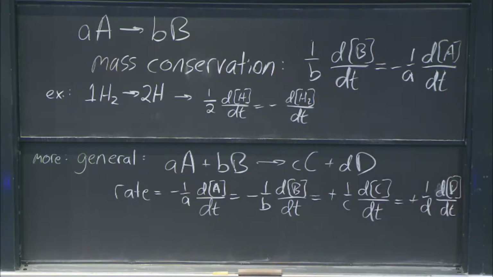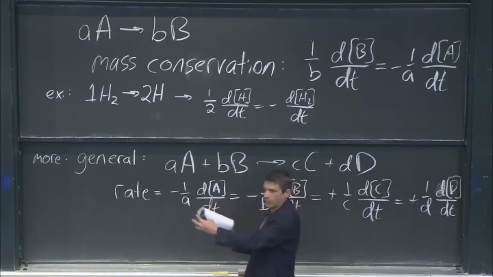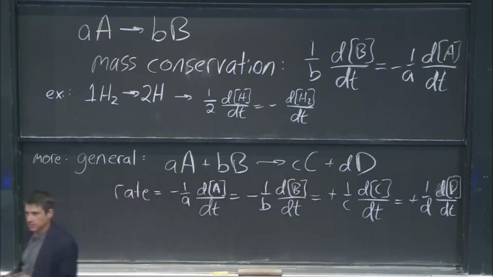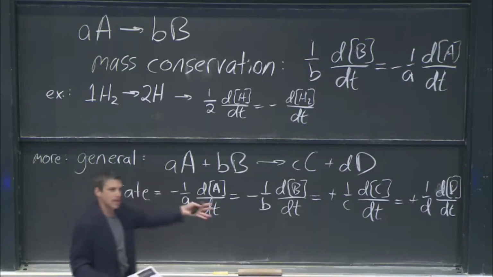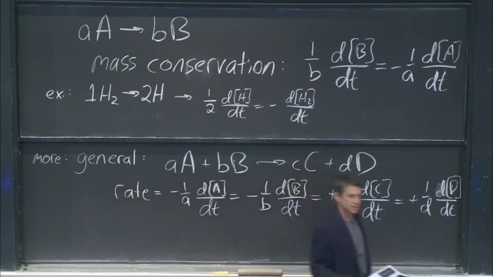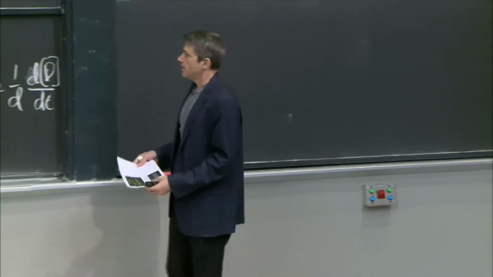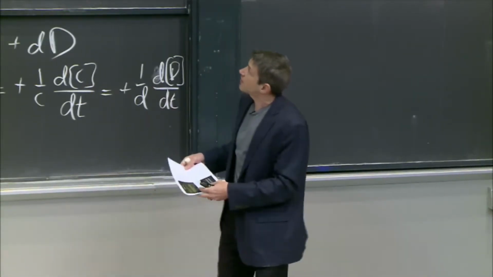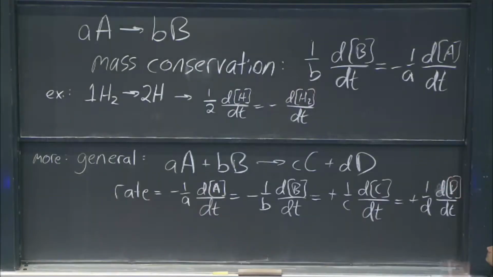So I could look at the way any one of these things is disappearing or forming, and because those stoichiometric coefficients are there, I know what the rate of that reaction is. Again, this is basically a statement of mass conservation. But there's more, because this is just a definition of rate. Rate is changing concentration, and it's always positive. Done. Yeah? But I want a law.